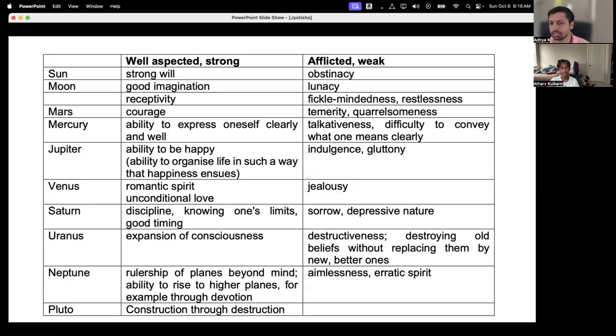The highest grade of love is unconditional love, so love that does not expect anything back. That is called bhakti. So we have a special word for it. Prema is the normal everyday love that you hear about.